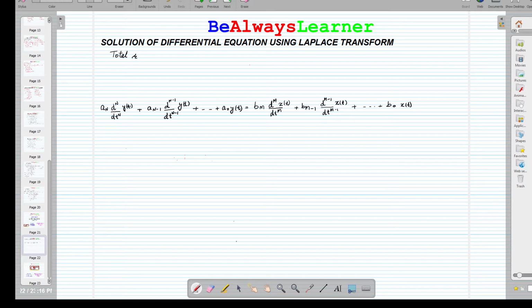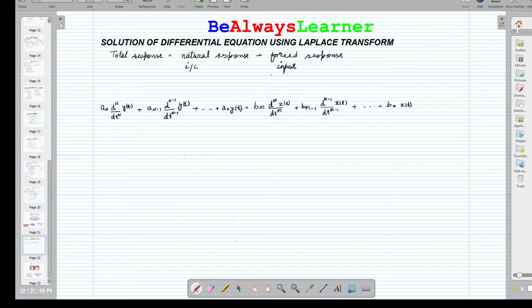is equal to natural response and another is forced response. Now, natural response of a system is due to the initial conditions. That is because of initial conditions, and the forced response is due to the input to the system.